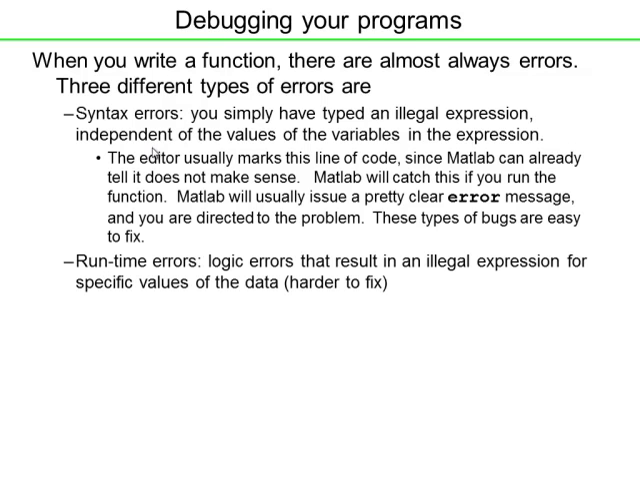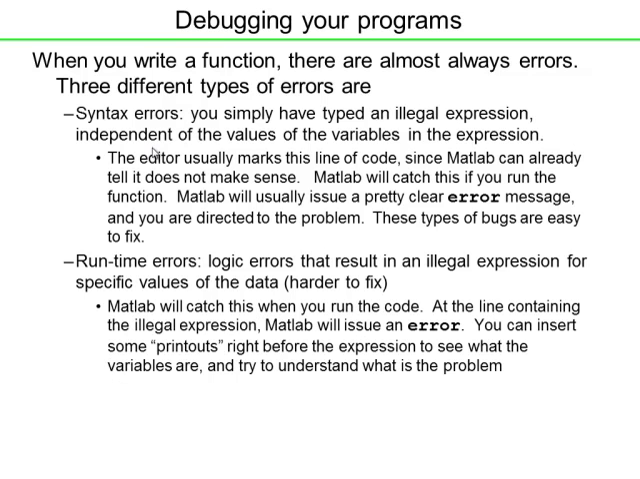There's runtime errors. Those are logic errors that result in an illegal expression for specific values of the data. They're not illegal in and of themselves, but when the values are actually placed in there, it might end up being illegal. For instance, you might be trying to add a 3x1 vector to a 4x1 vector. Well, the sizes don't match up. But in terms of a plus sign, there is a plus operator. You can add vectors, but if the sizes are wrong, it won't work. So that's a runtime error. Matlab will catch that when you run the code, and Matlab will issue an error. Usually if you look at the error message, you can figure out what's going on. You can even put some displays right before the error and see what the variables are and try to understand what the problem is.